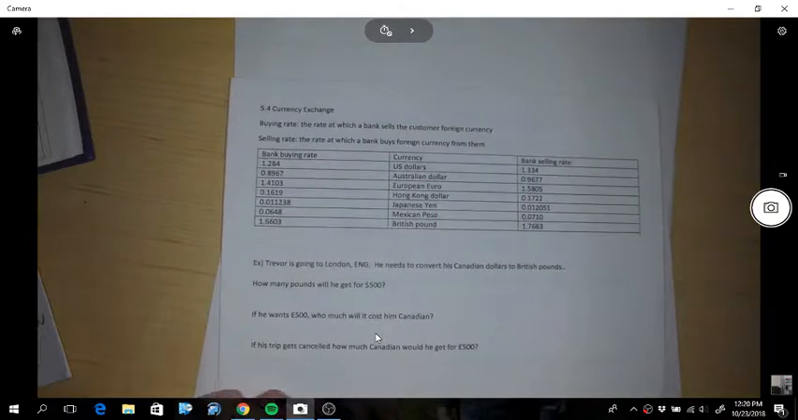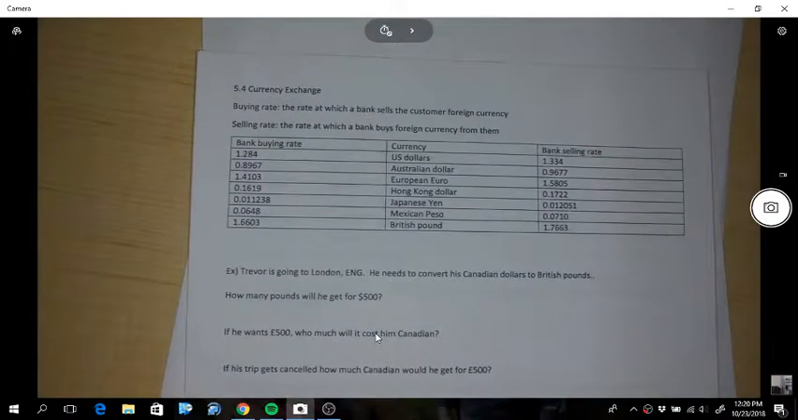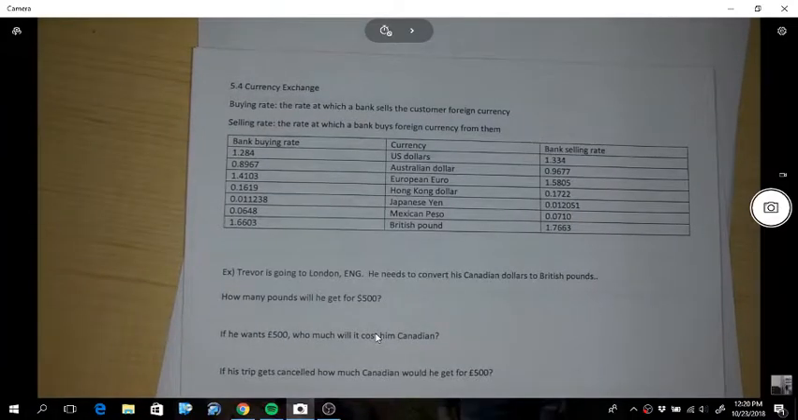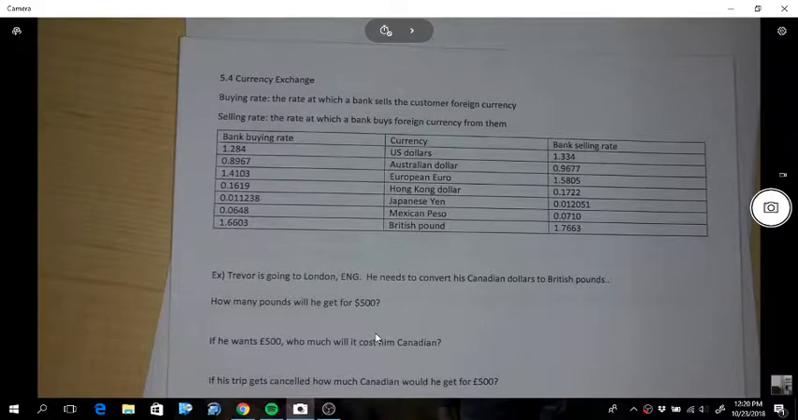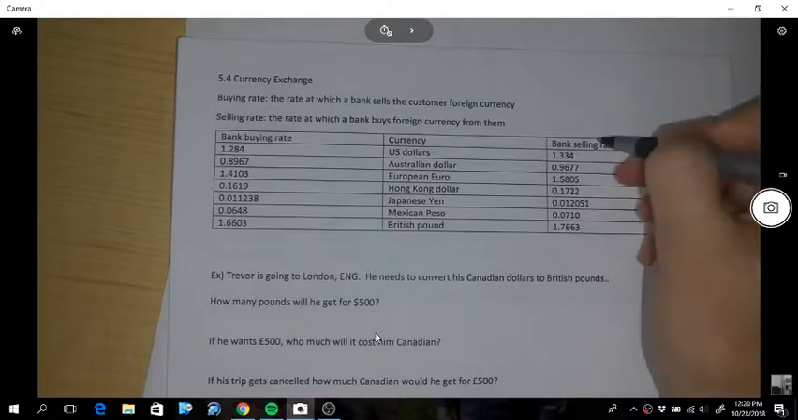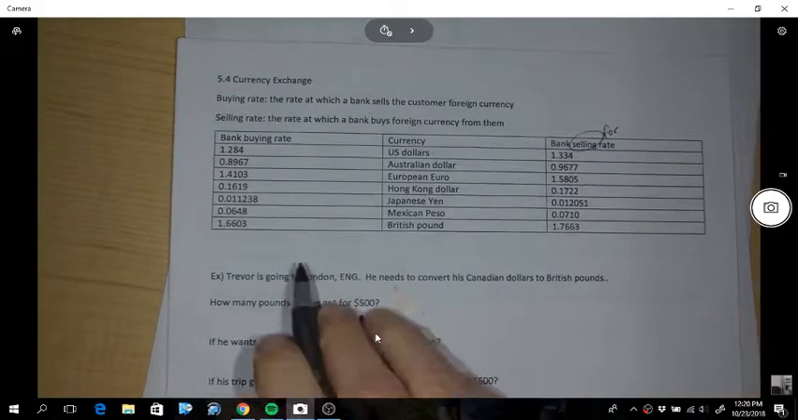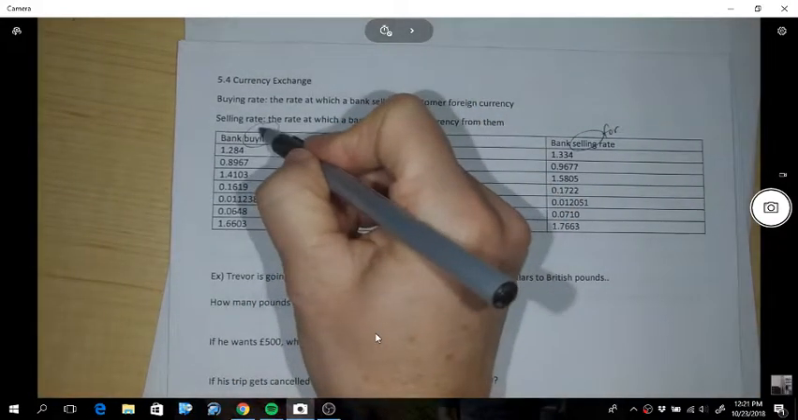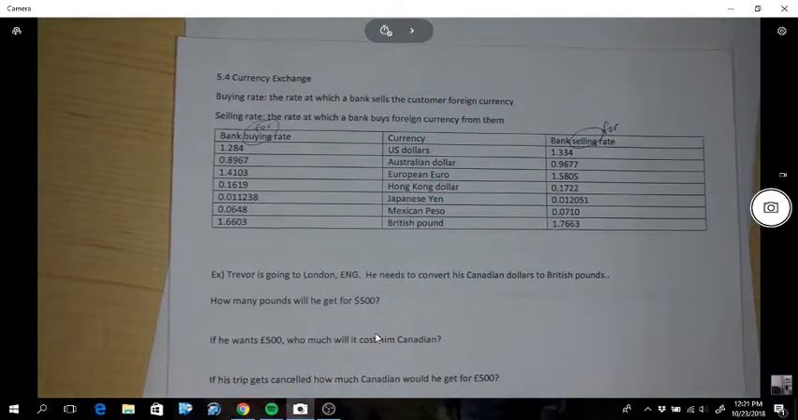Okay, today's lesson is 5.4, currency exchange. A bank has two different rates. The selling rate is when the bank sells you foreign currency, and the bank buying rate is when they buy your foreign money, okay? There are two different rates because they want to make money off of it if you exchange and then bring it back.